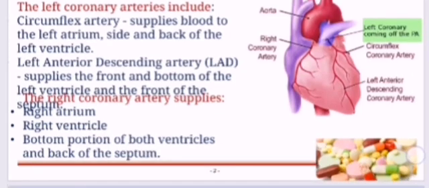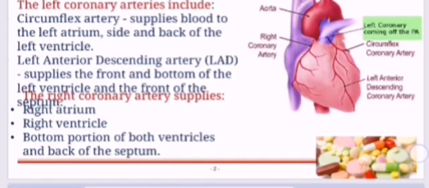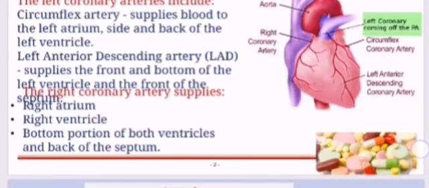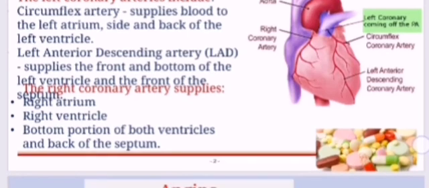The left coronary artery, which includes the circumflex artery, supplies blood to the left atrium, the side and back of the left ventricle. The left anterior descending artery supplies blood to the front and bottom of the left ventricle and the septum. These two arteries supply blood to the left side of the heart, the left atrium and left ventricle.